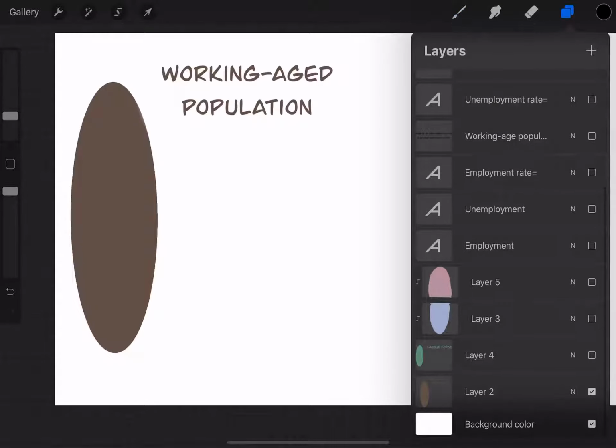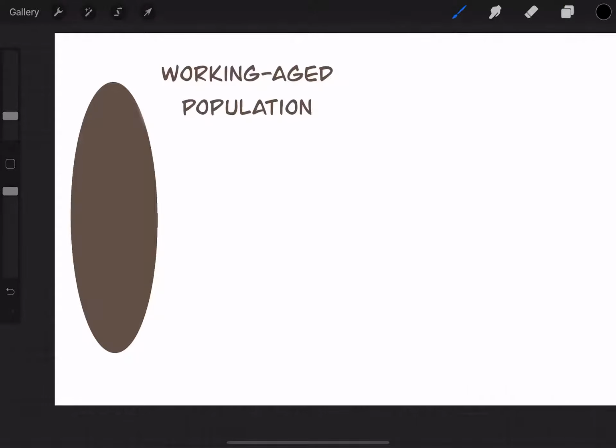The first definition we will learn is working-aged population. Working-aged population is non-institutionalized population aged 15 and over who are available for work and making specific efforts to find employment. So it's aged 15 and over.